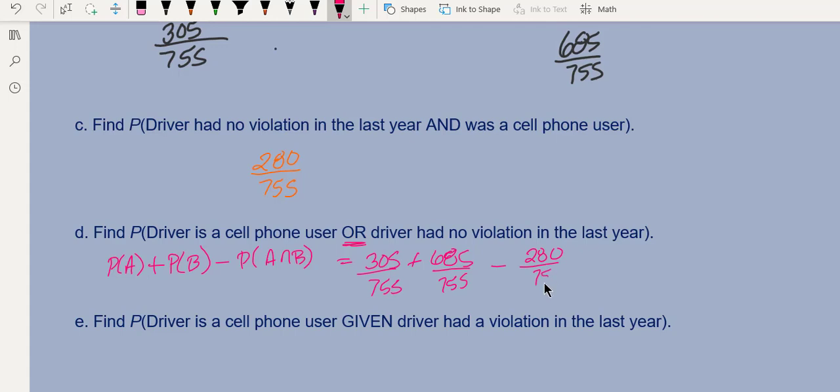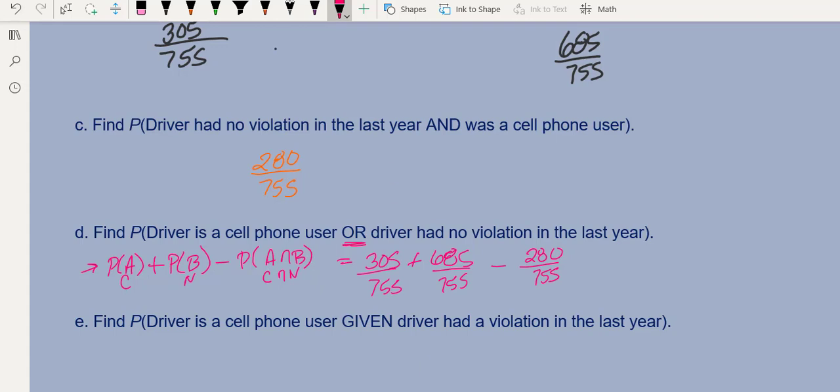Okay? So remember the probability of A, so this is the cell phone driver, this is no cell phone, and this is the probability of C intersection N, right? So just remember, if it says "or," you must do the probability of A plus the probability of B minus the intersection of the two.